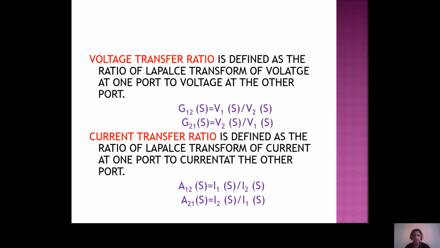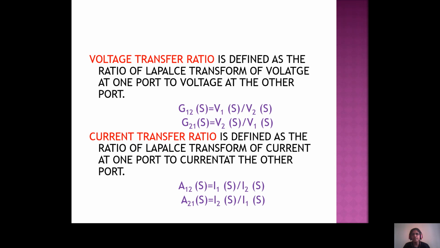And current transfer function, it is current gain. So current transfer function is nothing but the ratio of the current at one port to the current at the other port. When we take the ratio of the same currents, it is called the current transfer ratio. When it is the voltage transfer ratio, we divide the voltages of the first port and the second port, and the current transfer ratio is defined as the ratio of the current at one port to the current at the other port.